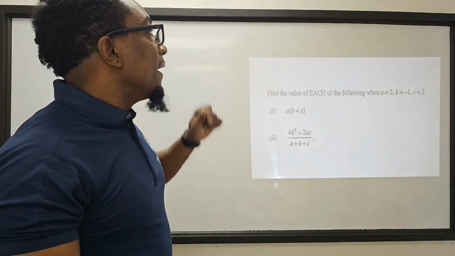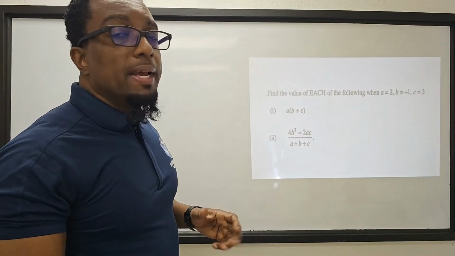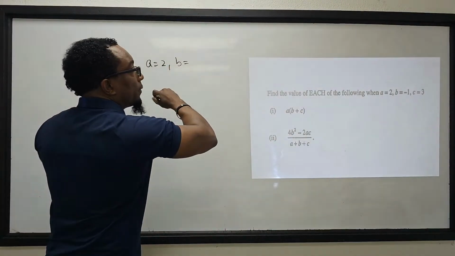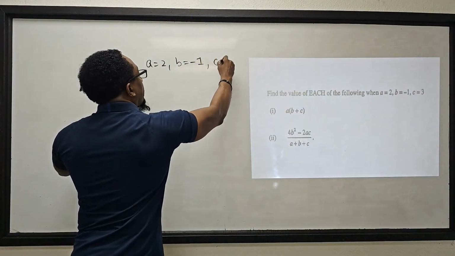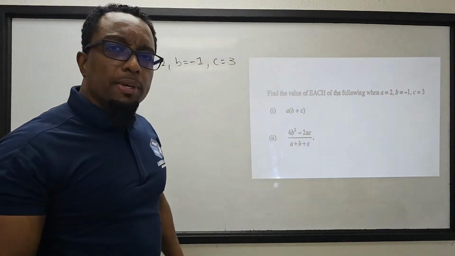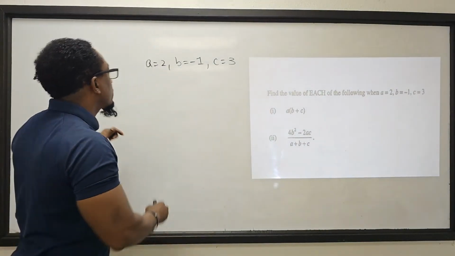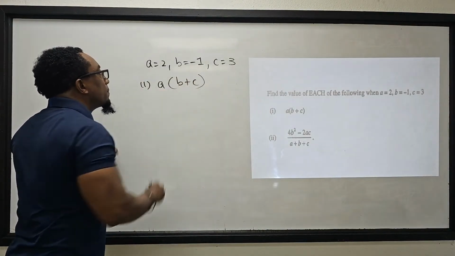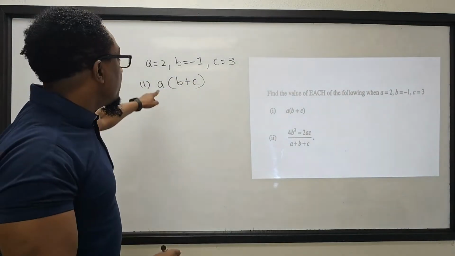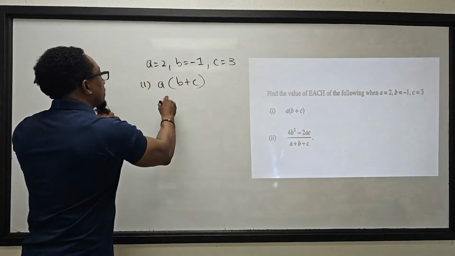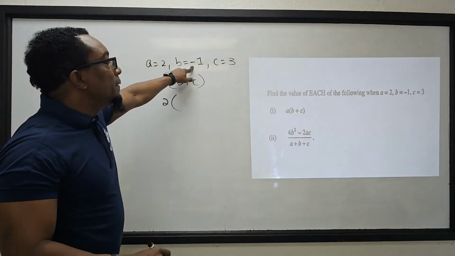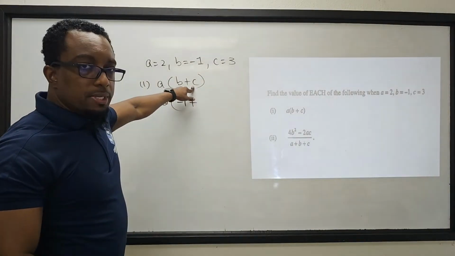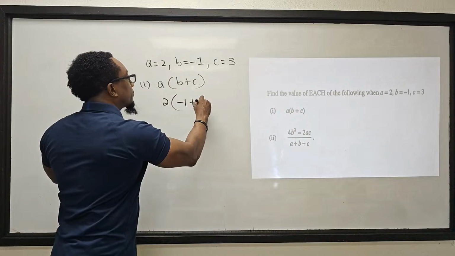So find the value of each of the following when A is equal to 2, B is equal to -1, and C is equal to 3. So they want us to find the value of this algebraic expression. 1. A and in brackets B plus C. So I'm going to replace A with 2. Open brackets, I'm going to replace B with -1. Plus, I'm going to replace C with 3.